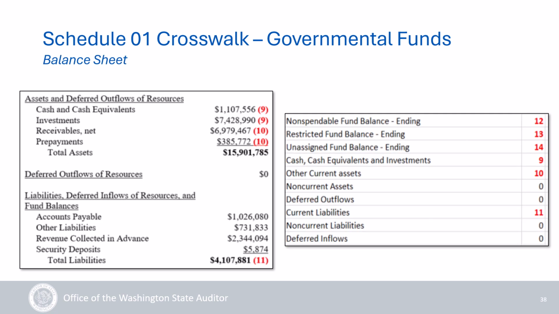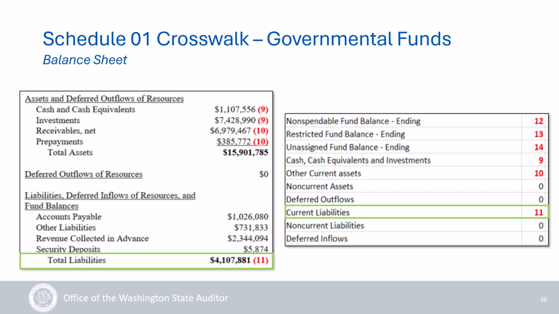Last thing is the governmental crosswalk from the balance sheet into the Schedule 01. Again, same concept as before, each red number corresponds to the applicable line item on the Schedule 01. Looking at the statement on the left, you'll see there are 2 number 9s, which would be consolidated to report one line item on the Schedule 01. Then looking at the total liabilities with the number 11, this is just copied right over into the Schedule 01 as shown. Now that concludes our crosswalk section of today.